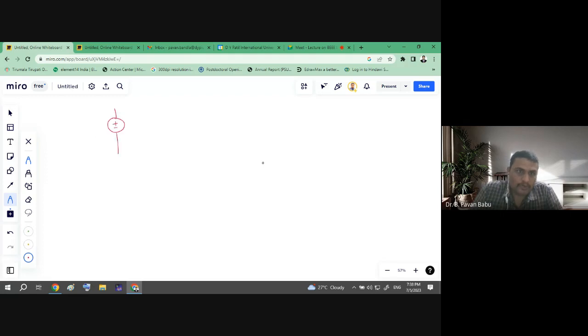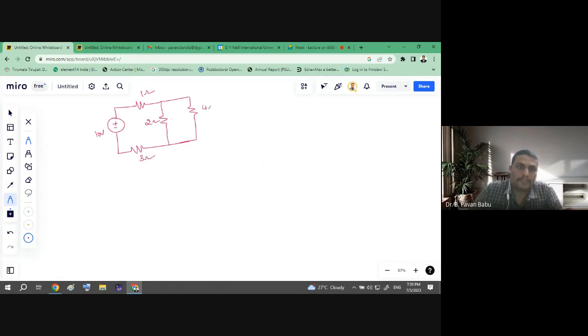So this is a 10 volt voltage source. Let it be 1 ohm, 2 ohms. Let it be 2 ohms. Okay, this is 2 ohms, 3 ohms. Again, it will be 4 ohms. Okay, so this is the circuit.